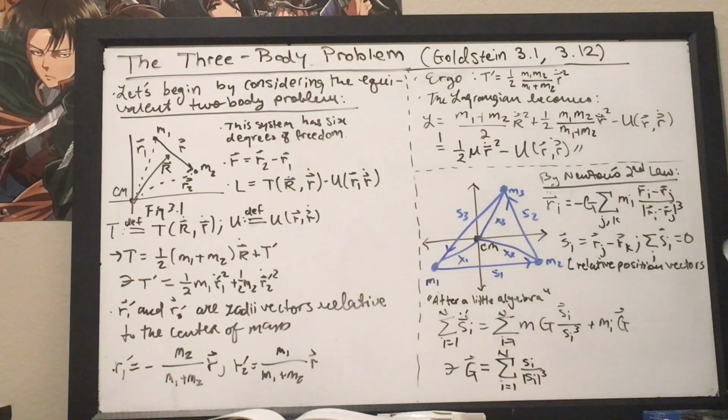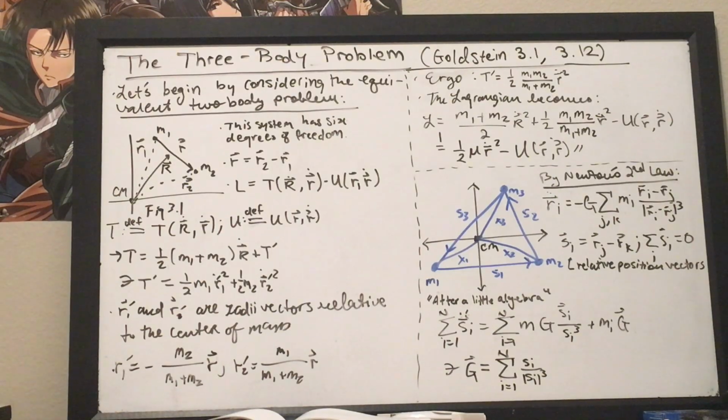Essentially, we just define our kinetic energy as a function of the velocities of the difference vector r between the two masses, and also the velocities of the big R vector, which stretches to the midway point of the difference vector. And then we also define the potential energy as a function of the position and velocity of the small r difference vector.